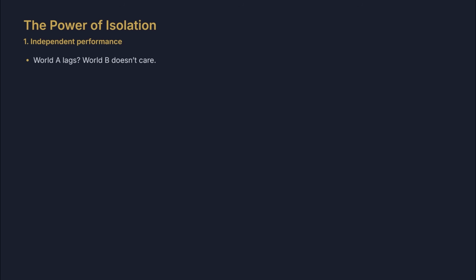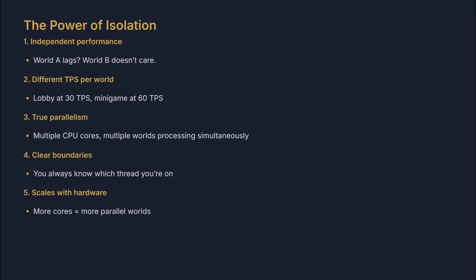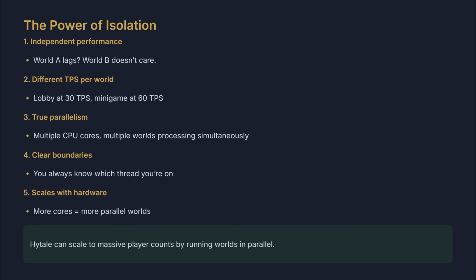We have independent performance, because if world A lags, then world B doesn't care. We can define different ticks per second per world. Let's say our lobby only needs 30 TPS, but a minigame should run at 60 TPS. We have true parallelism because we can leverage multiple CPU cores and multiple worlds processing simultaneously. We get clear boundaries. You always know which thread you're on, and it scales with hardware. More cores means more parallel worlds. And this means that Hytale can scale to massive player counts by running worlds in parallel.